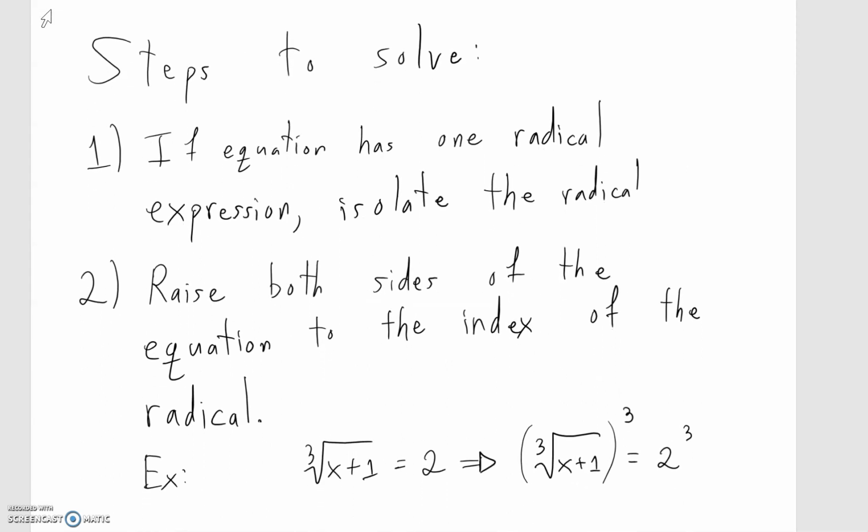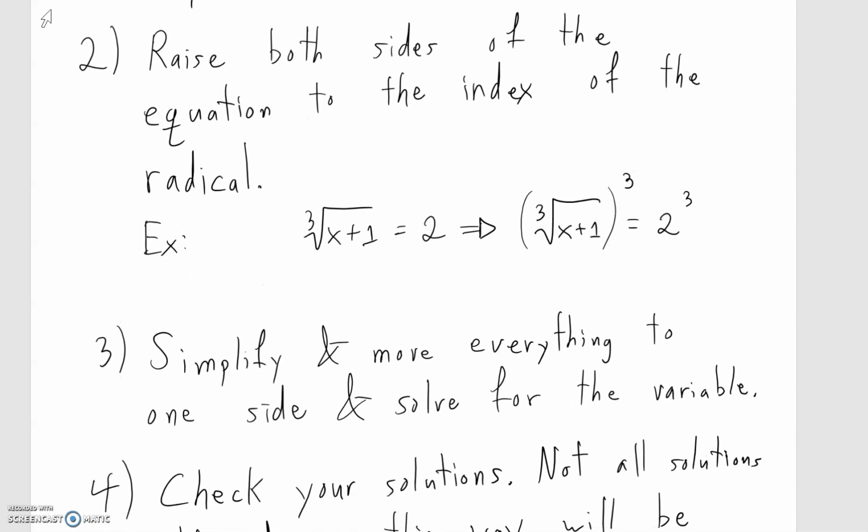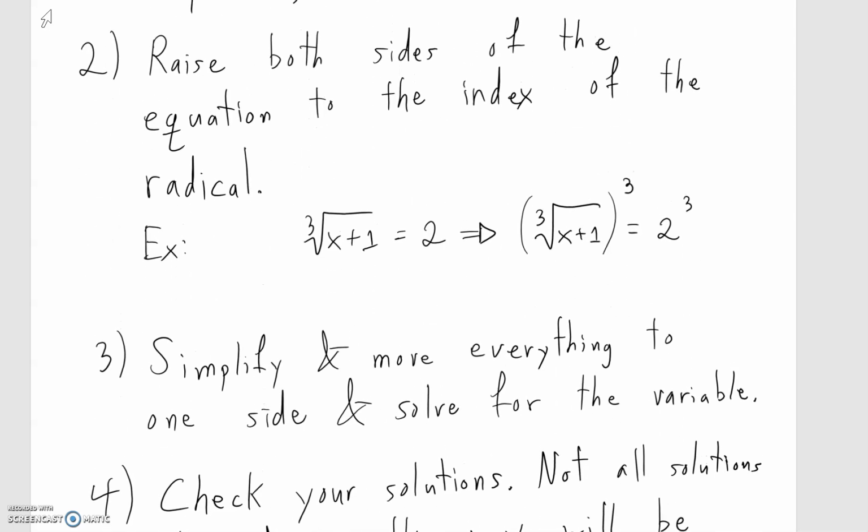There are a few steps that we will have to follow. Right now on the screen, you only see 2 of those steps. Here are the steps that we're going to take to solve these types of problems. Step 1. If the equation has one radical expression, you will isolate the radical. This means to get the radical all by itself on one side of an equation. And then you need to raise both sides of the equation to the index of the radical. I wrote down an example right below this.